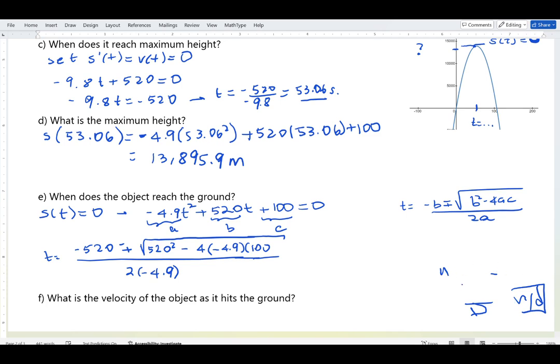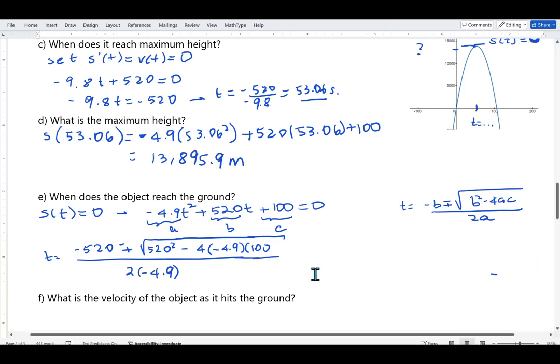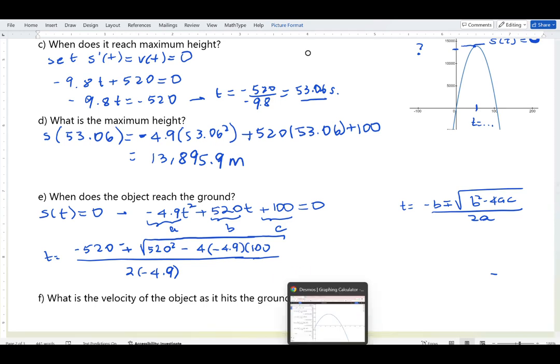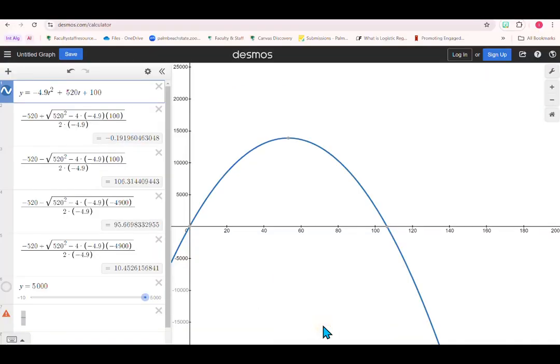So if you are using Desmos, it also has a built-in calculator. It's not just a graphing feature, it's also a regular calculator. So I can show you how I enter this in Desmos. So it's right up here, so you can say negative 520.